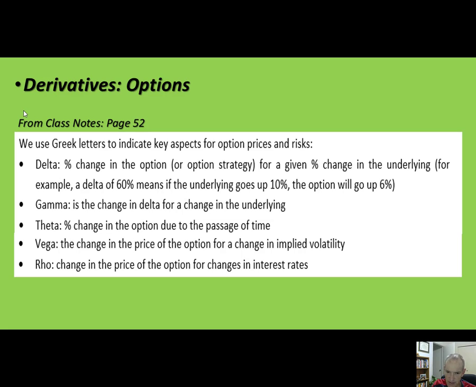Vega starts with a V, so it makes it easy. It's the symbol that tells you how much the option price will change given a change in volatility. And rho is how much the price of the option will change given a change in interest rates. So these are good to know. They're kind of easy to remember, theta, vega, and rho, because you think of theta for time, vega for volatility, and R for rate, interest rates. And then all you have to remember is delta and gamma, and that's just related to the underlying.